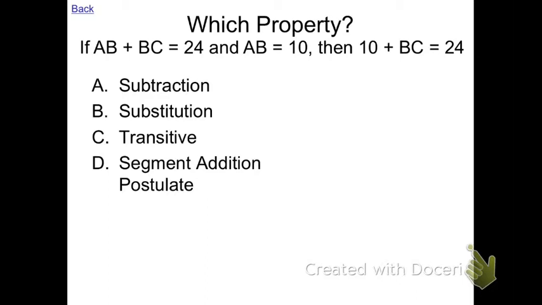Okay, if AB plus BC equals 24 and AB equals 10, then the 10 can be put into the equation, so 10 plus BC equals 24. That's an example of the substitution property.